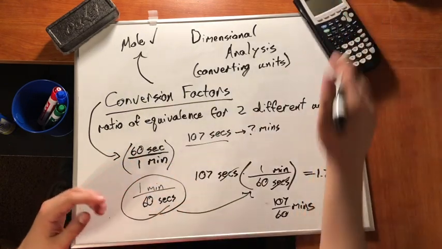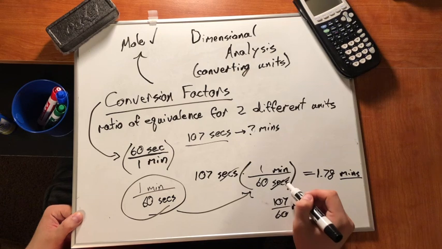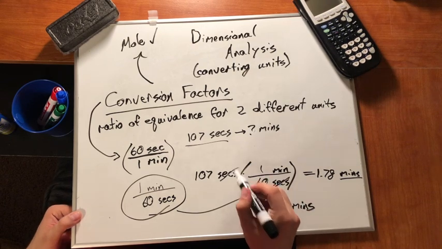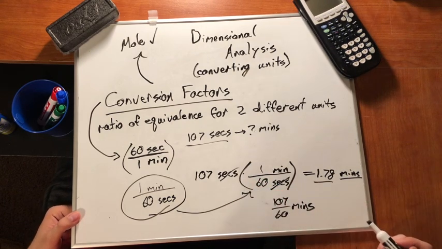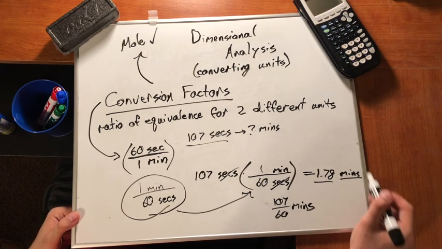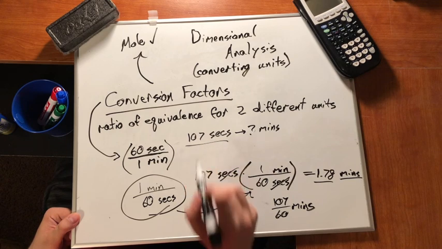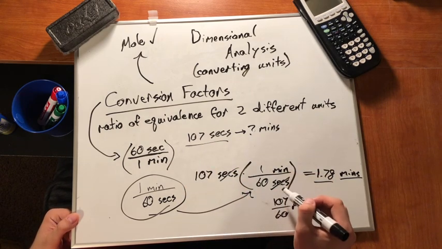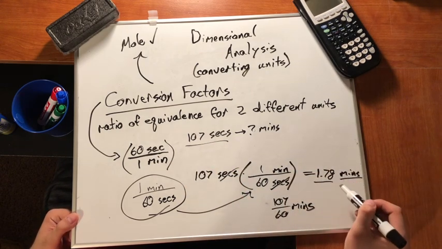So my conversion factor, when I set it up in such a way where the units will cancel out, will help me determine the number of new units that I'm trying to figure out. If I have 107 seconds, I can use my conversion factor to determine how many minutes I have.